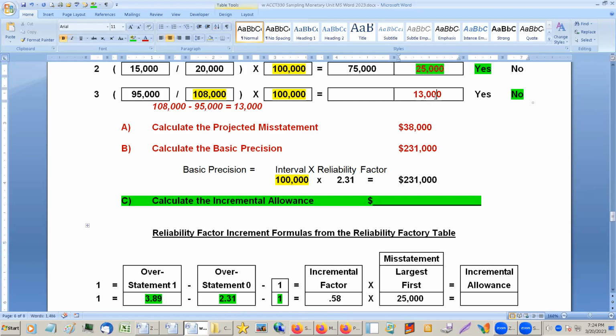There is no incremental allowance for this other misstatement here because it covered the entire sample, took 100%. There's nothing else that could be wrong in that chunk of the sample, that 100,000. Okay, so 0.58 times 25,000. That comes to 14,500.